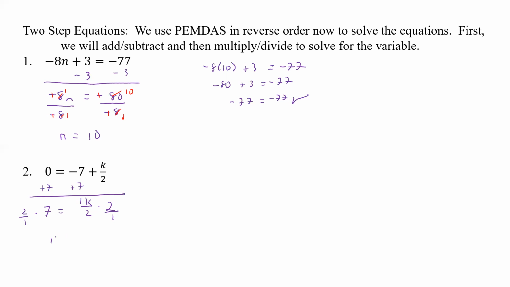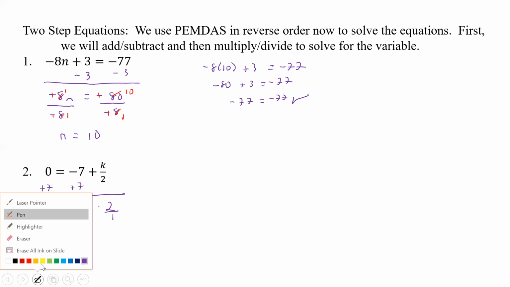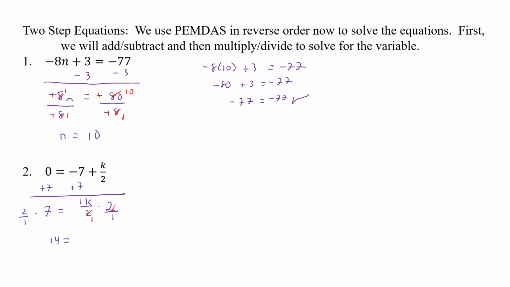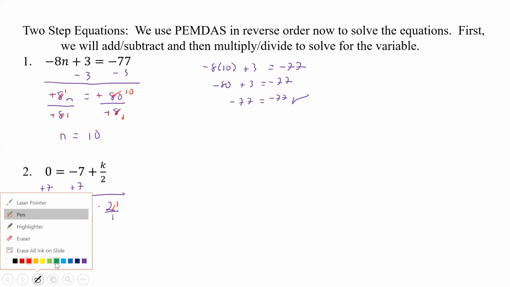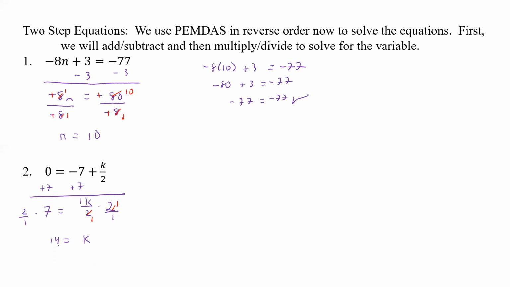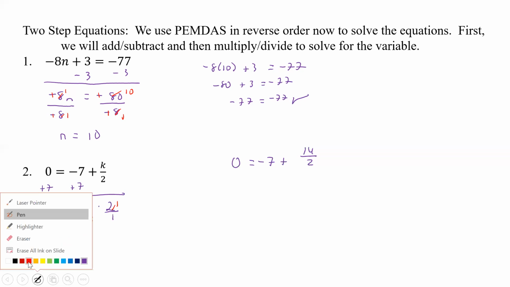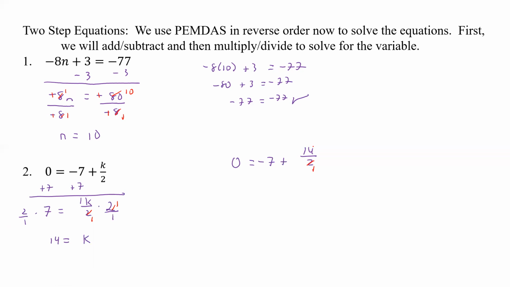And 2 times 7 is 14. If we go ahead and cancel those over here, that's a 1, that's a 1, and we just get k on that right side. So k is equal to 14. So let's test it. 0 equals negative 7 plus 14 over 2. We can reduce here. 2 goes in here once, 2 goes in here 7 times. So we get 0 equals negative 7 plus 7. Well, 7 minus 7 is 0. So that one does check out.